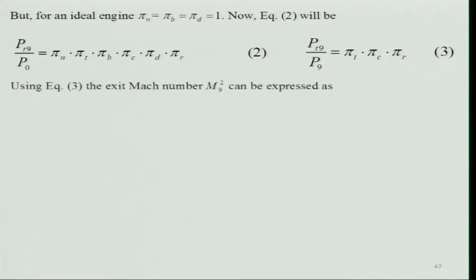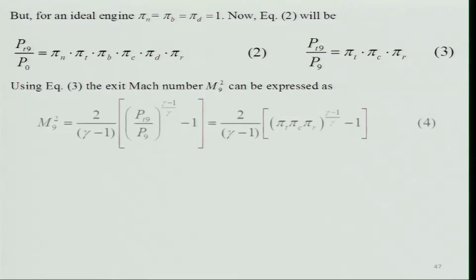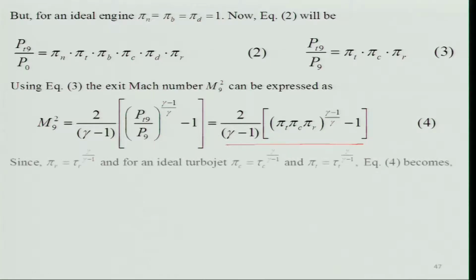So you must appreciate this relationship, and using equation 3 I can get the exit Mach number, because I have already derived it. It is nothing but the same as that, except that pi t and pi c come in as compared to the ramjet engine, right? So similar to what we have done for the ramjet, only 2 terms have come for the turbojet, pi t and pi c. Whereas pi r we can relate to tau r to the power gamma by gamma minus 1, and similarly for pi c and pi t, these are isentropic relationships.